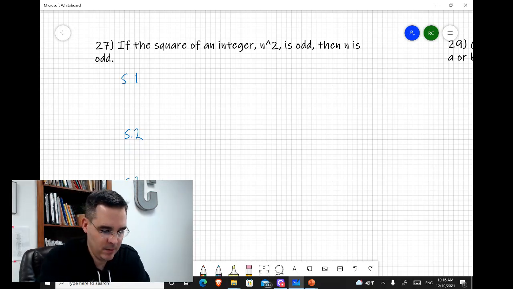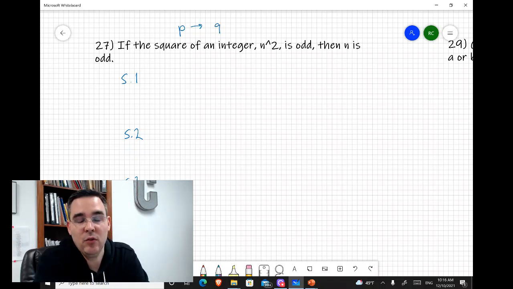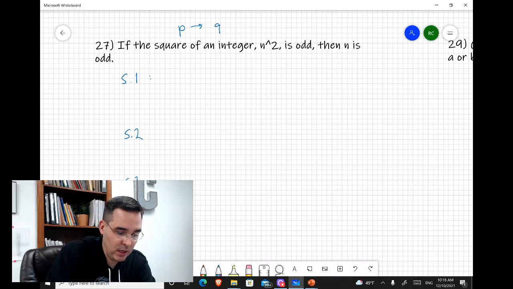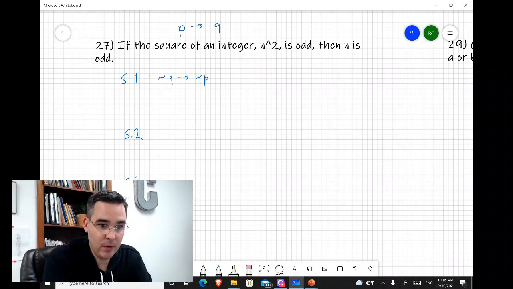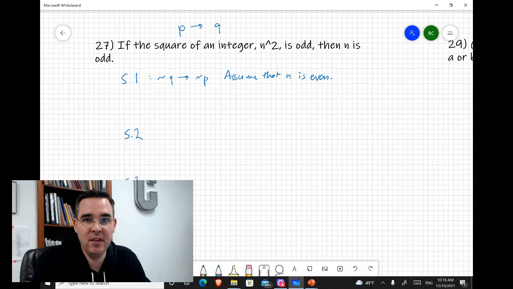In your first statement, you're going to write the contrapositive of the original conditional. So 27 is in the form of a conditional, if P, then Q. P is: the square of an integer, n squared, is odd. Q is: then n is odd. So our first statement is going to be the contrapositive. If Q is negated, then P is also negated. So we're going to assume that n is even. My first statement is simply the contrapositive of the original conditional.